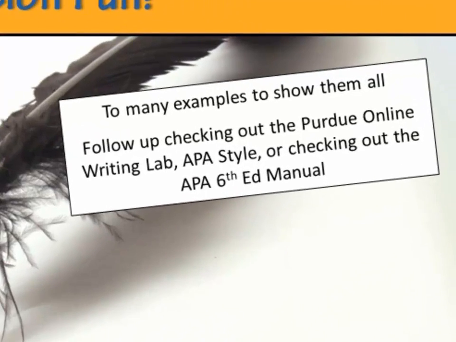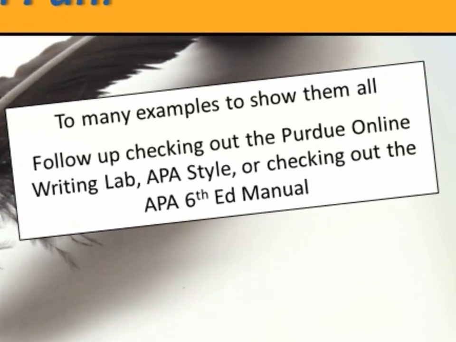Now first off, there are way too many examples to show them all in this little presentation here. So for a good run through of all the different rules and examples and help that's out there, you can go to apastyle.org, or you can check out Purdue's online writing lab, or come down to the LRC and you can check out the APA manual for 6th edition.